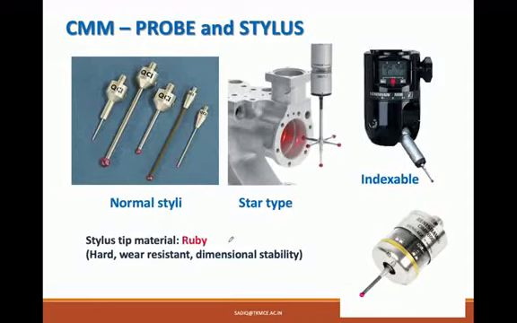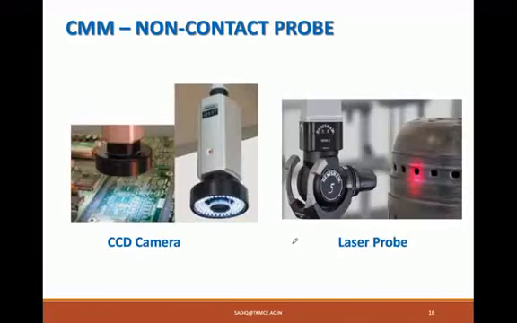Ruby is typically used for many reasons. One is that ruby is a gem material which is really hard and wear resistant, and the dimensional stability of ruby over a wide range of temperature is also very good, and these are the reasons why ruby is used.